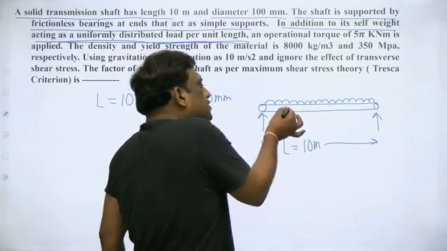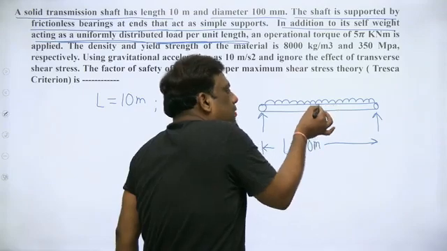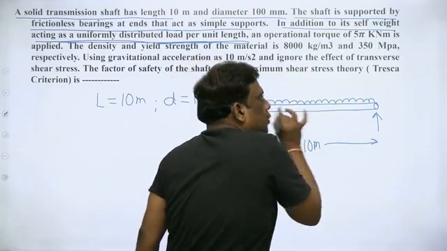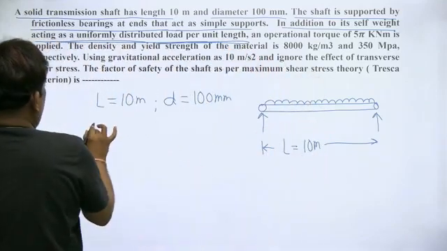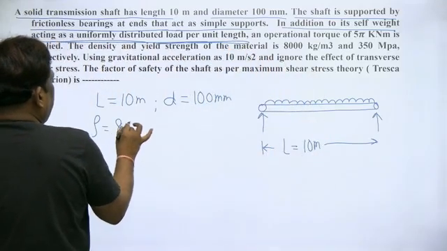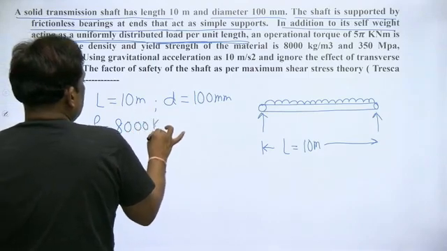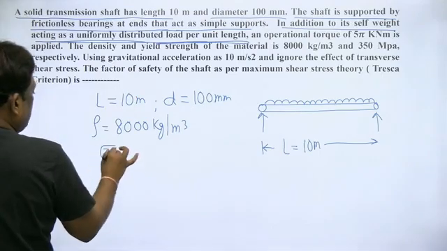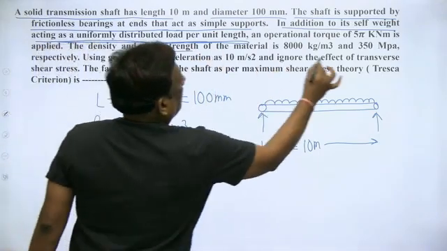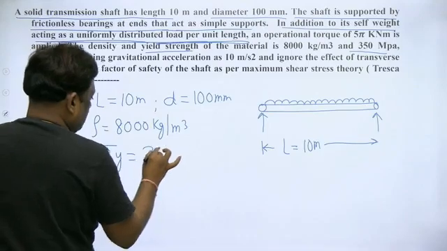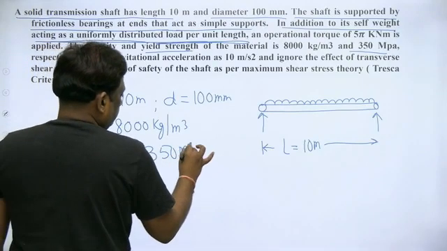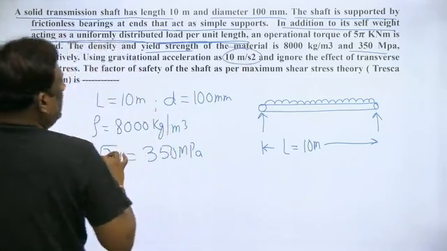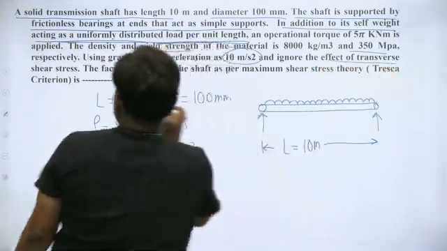This means the shaft's weight can be treated as a uniformly distributed load, or the shaft's weight is uniformly spread throughout the length. Okay, the density of the shaft is given as 8,000 kilogram per meter cube. The yield strength is 350 megapascal. Very good. And using g as 10 meter per second square, ignore the effect of transverse shear.